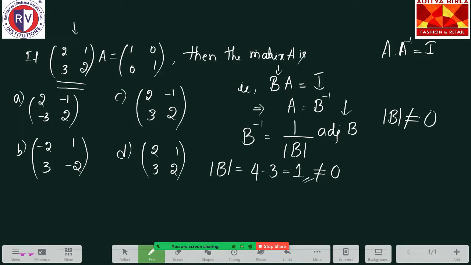Now we got the value of determinant B. Now we have to find out adjoint of B. Okay. So in the previous class, I had told you how to find out the adjoint of B for a 2 by 2 matrix. Does anyone remember that? We had done it for a 3 by 3 matrix, finding the adjoint of B. At the same time, I had told you how to find out the adjoint of B for a 2 by 2 matrix.